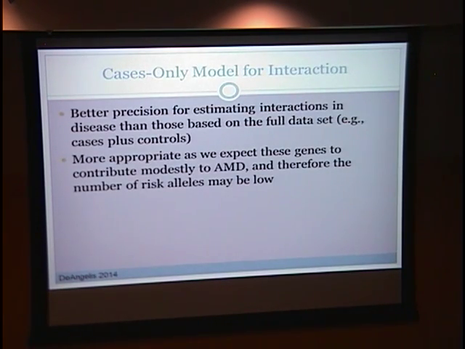We also wanted to use a cases-only model, because you have better precision for estimating interactions, and it's more appropriate because we have our major genes already that are associated with susceptibility to disease. So we only expect that these genes are only going to contribute modestly to disease. So the risk alleles that are going to be associated with susceptibility to risk are likely going to be low.